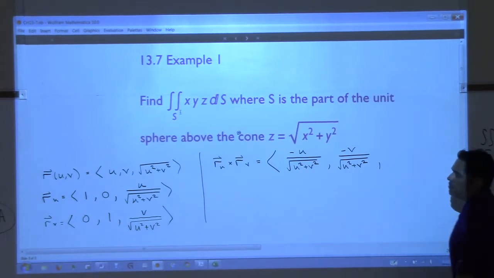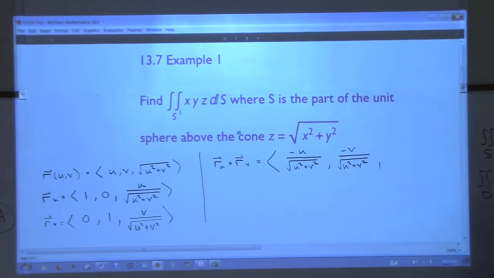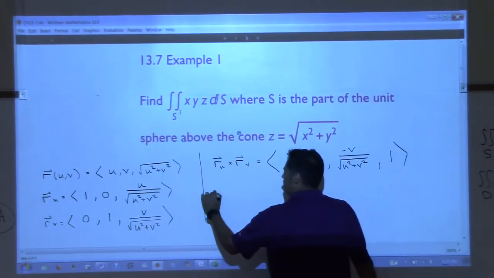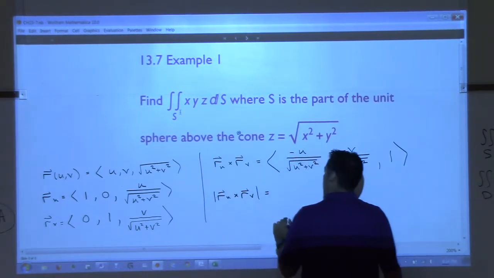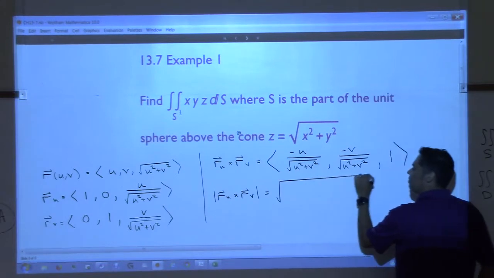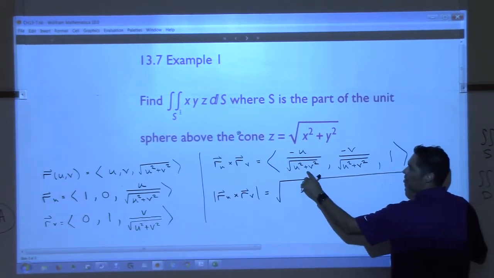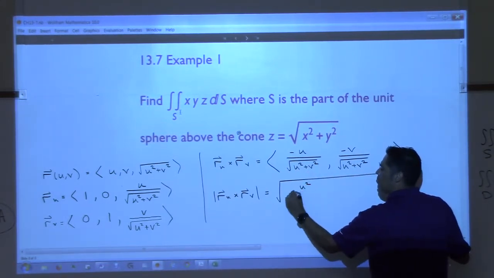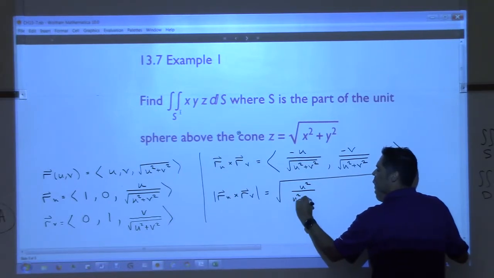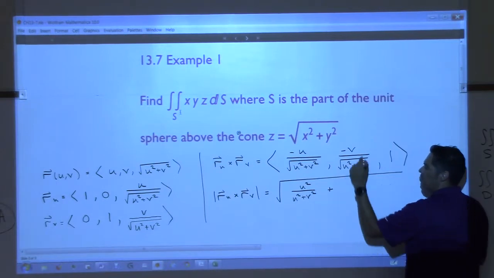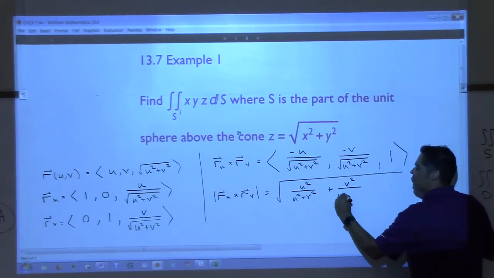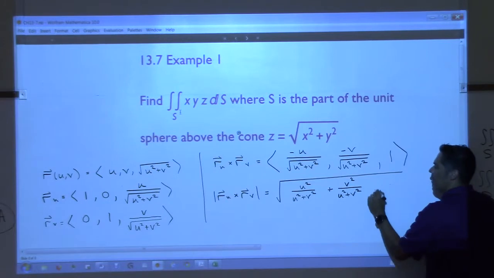And then our last component, just 1. Right? And then we take the magnitude of this, which is going to be the square root of this squared, right? So u squared over u squared plus v squared, because I square the top and bottom. Then plus this one, which is v squared over u squared plus v squared, and then plus 1.